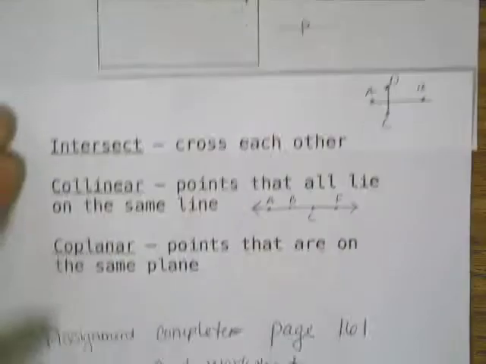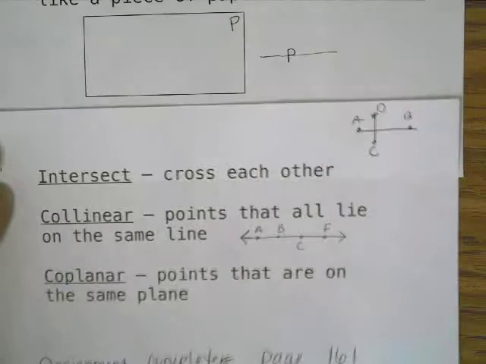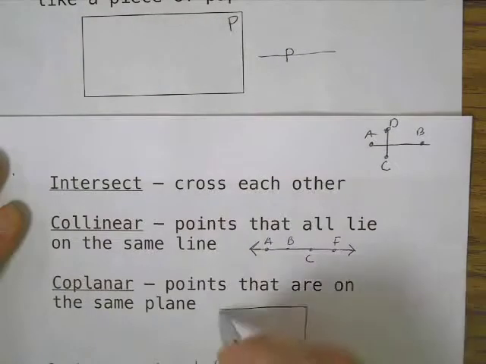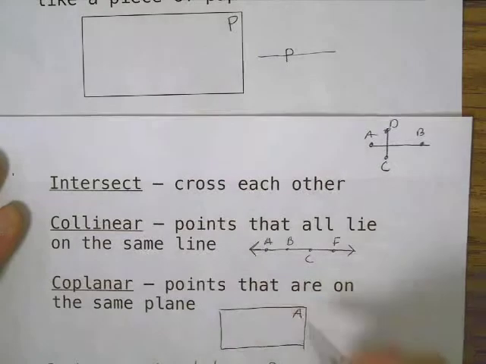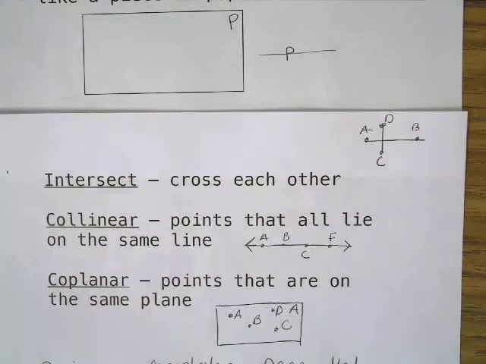And then the last one is coplanar, and they all lay in the same plane. So if this is plane A, they all lay in the same plane. They're all on the same area, location, plane. I was trying to think of a new word for plane, but there really isn't one.